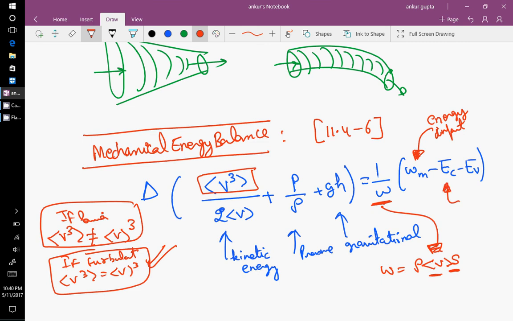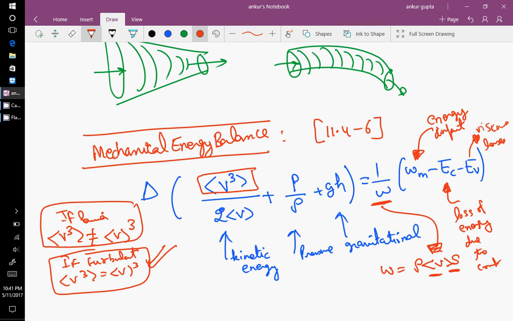EC is commonly known as the loss of mechanical energy due to compressibility. So this is loss of energy due to compressibility. So I'm not elaborating on EC because we won't be using it. And EV are the viscous losses. Viscous losses.